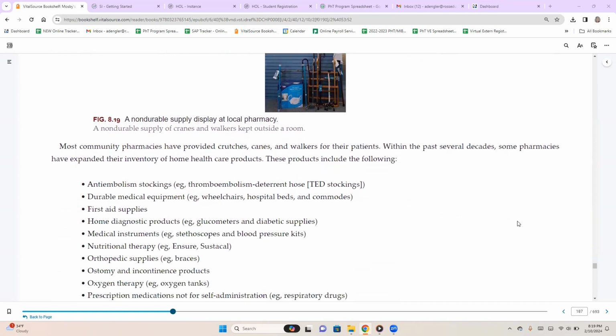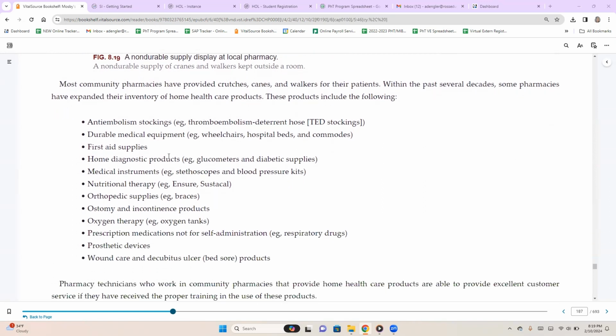Many community pharmacies have provided crutches, canes, and walkers for their patients within the past several decades. Some pharmacies have expanded their inventory of home healthcare products, and these are some of the products that they have expanded to.